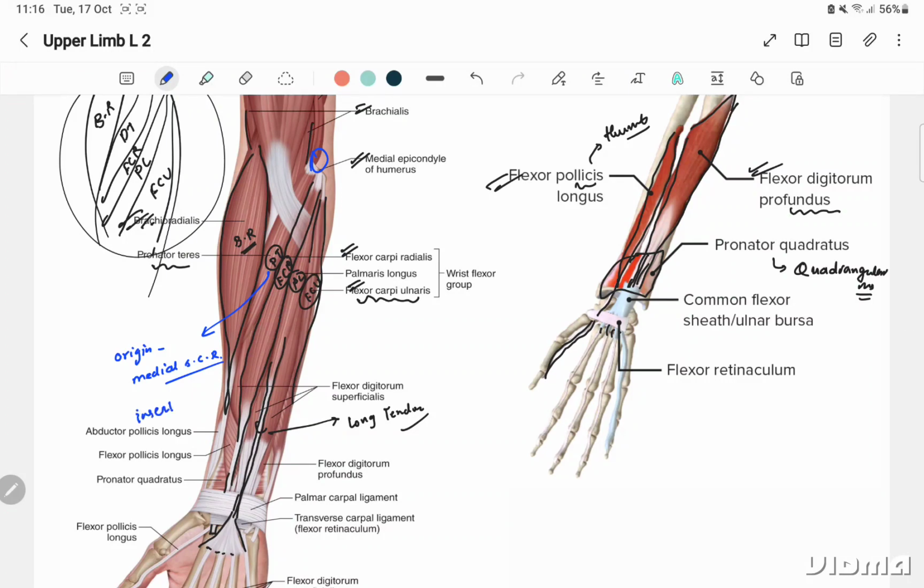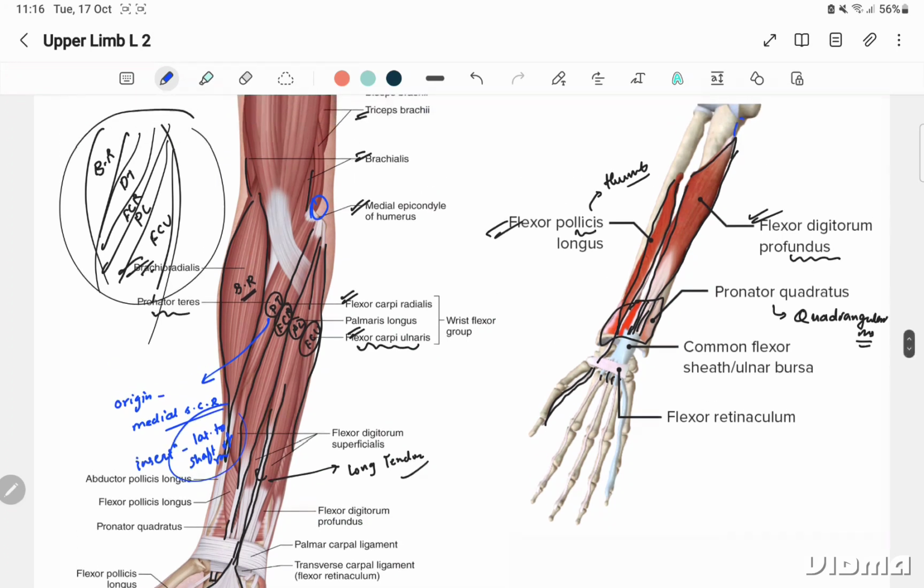Insertion is lateral to the shaft of the radius. It has 2 heads. Pronator teres has 2 heads: one is the superficial head and another one is the deep head of the pronator teres. And we have the medial epicondyle of the humerus, the common flexor origin. I have said that. Then we have the flexor carpi radialis.